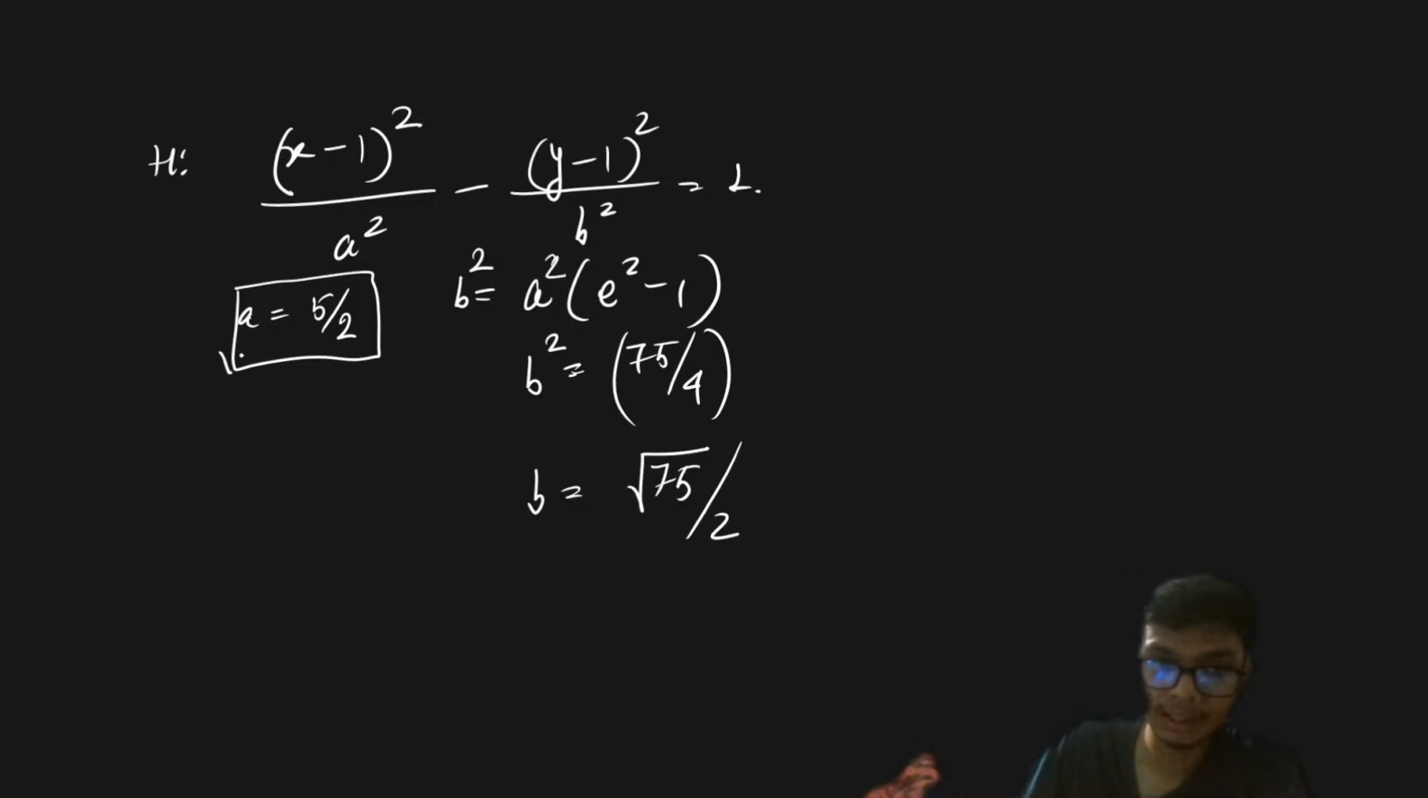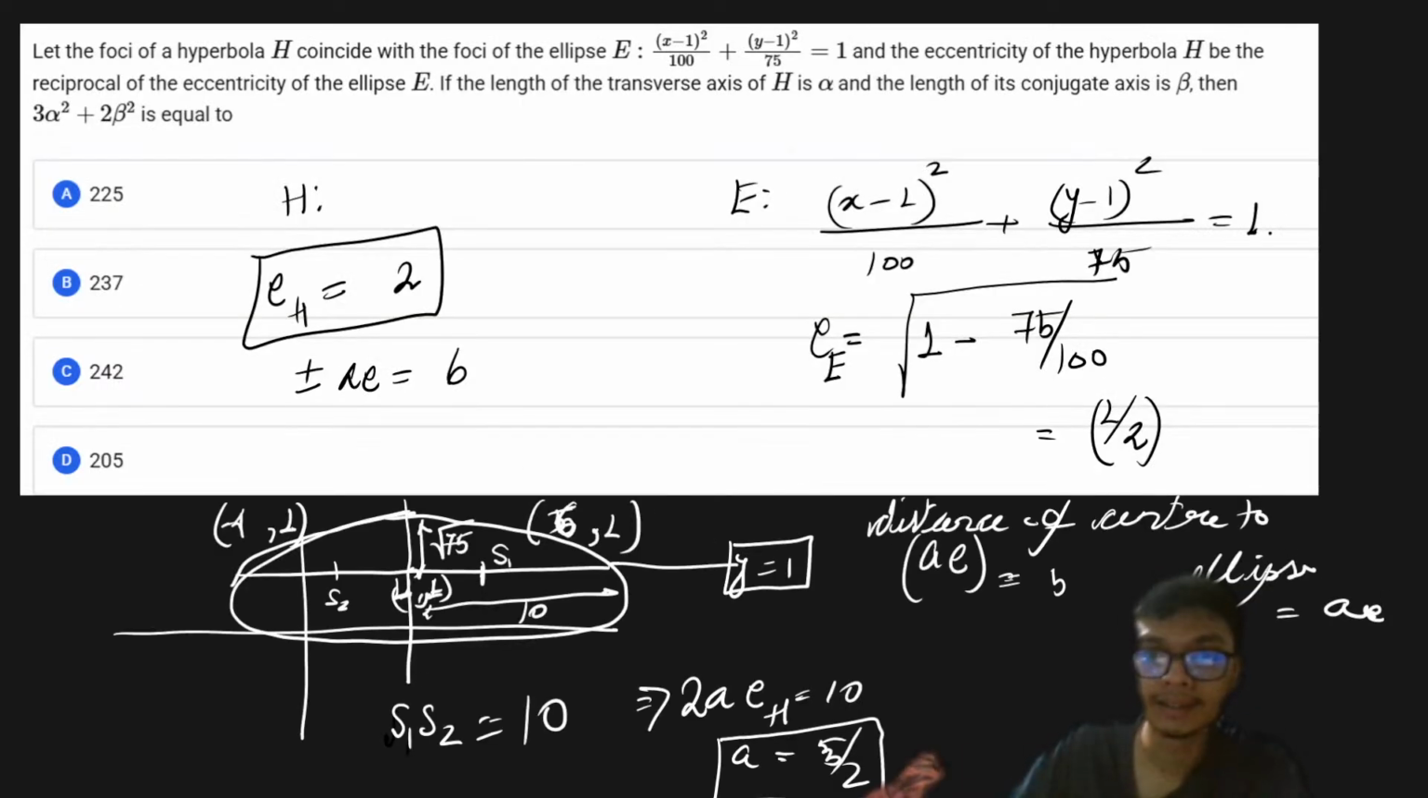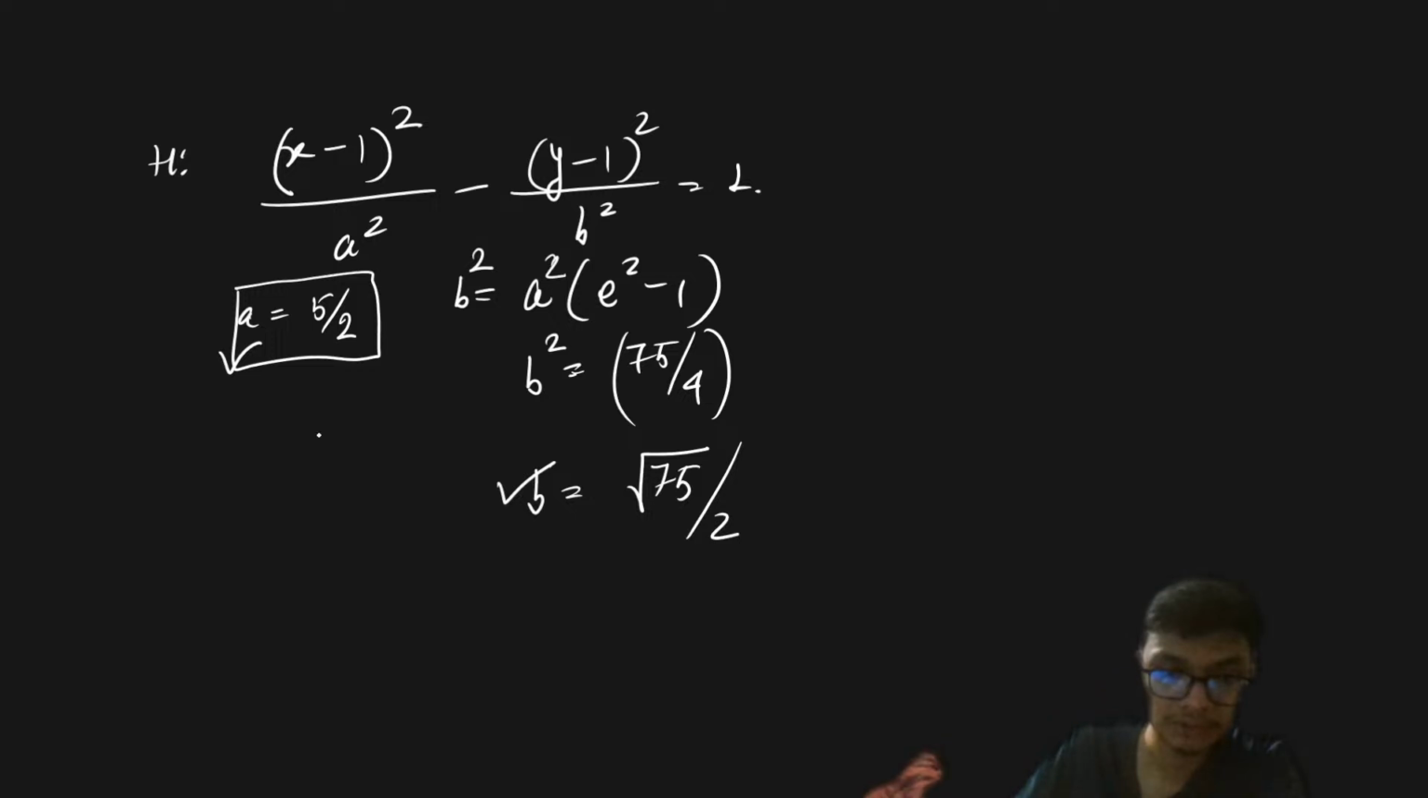Right. So once we have A and B, now we have to find out, if the length of the transverse axis of the hyperbola is equal to alpha, what is the transverse axis length?